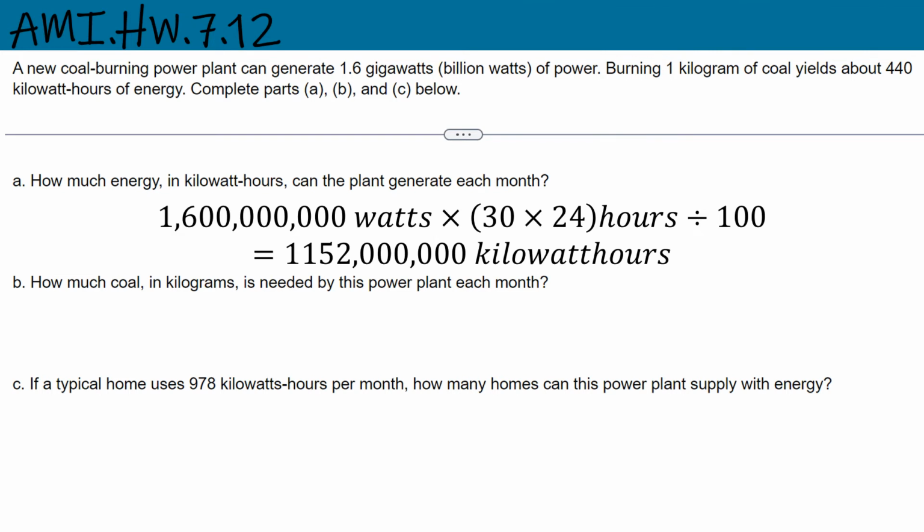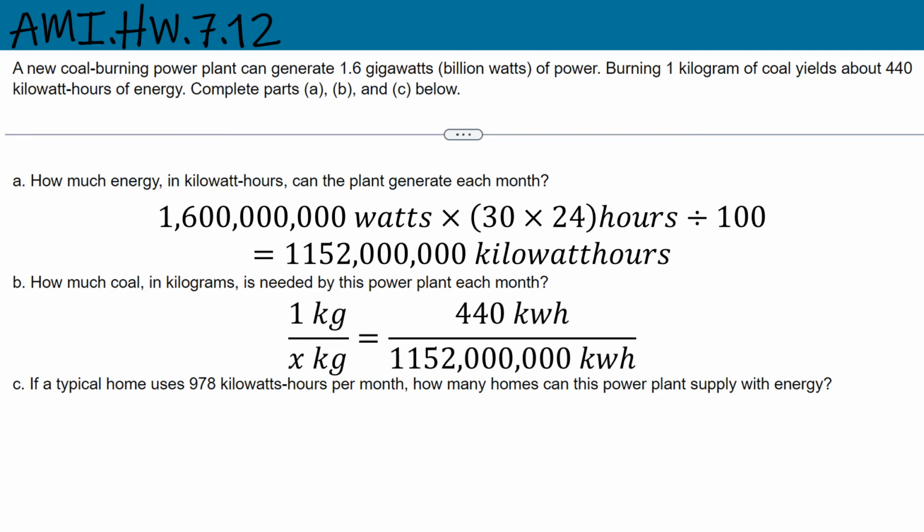Now the follow-up question to this is, how much coal in kilograms is needed by this power plant each month? Well, you might think this is weird to be doing this problem this week on this homework when it's one of these unit problems, right? No, this is proportional reasoning. So they tell us that 1 kilogram of coal is 440 kilowatt hours. So we're going to set up a proportion with 1 kilogram of coal equals 440 kilowatt hours. And if we match up our units for the whole power plant, then we just need to cross multiply and divide to find how many kilograms of coal are needed.